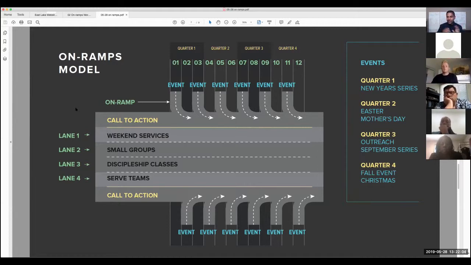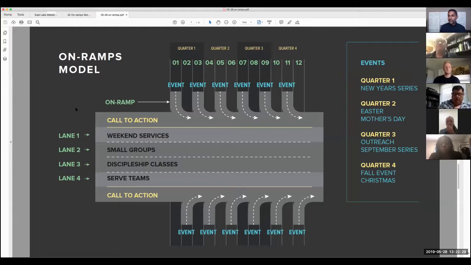So let me pause there just for a moment. I want to just reset the concept. Okay. We have a highway where people are going down. The leadership of the church is going towards the vision, 60 miles an hour. We need to create on-ramps that get people from the community into our church and help them to on-ramp as efficiently as possible. So the events are what I'm calling on-ramps.